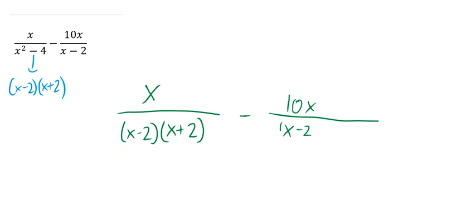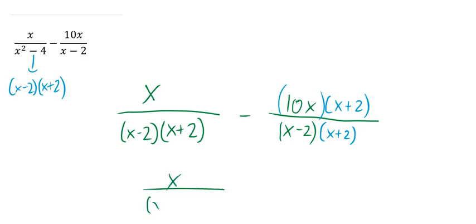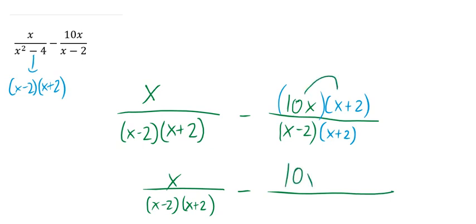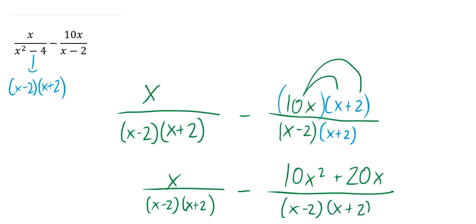It looks like I already have x minus 2 in both denominators. I just need to put an x plus 2 into my second fraction. So I have x over x minus 2, x plus 2, minus, if I distribute the numerator, 10x times x makes 10x squared, 10x times 2 makes plus 20x. My denominator is x minus 2, x plus 2.